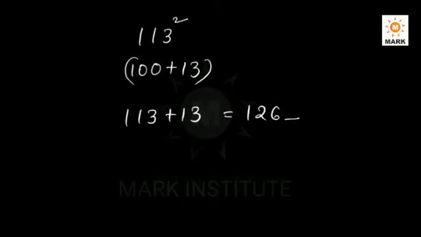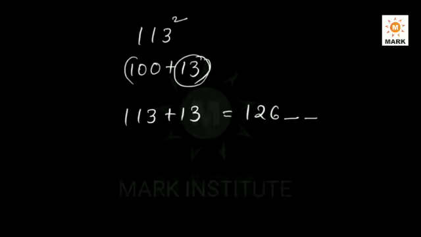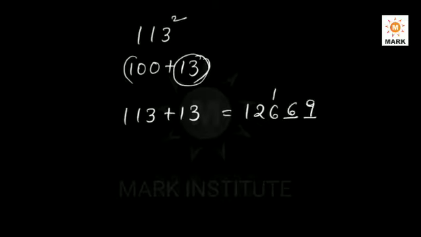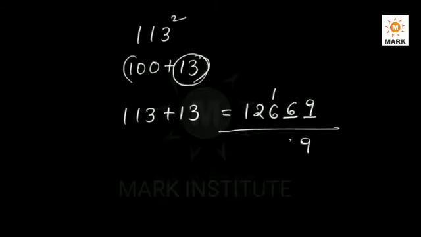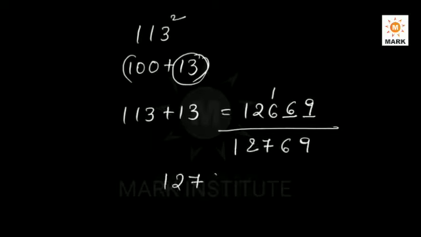Afterwards I have to write 2 numbers. What do I have to write in these 2 places? 13 square. What is 13 square? 169. So starting from the units place, 9 here, 6 here and 1 here carry forward. So the final answer: from the units place I am writing 9, here 6. 1 plus 6, 7, then 2, 1. Your answer is 12769.